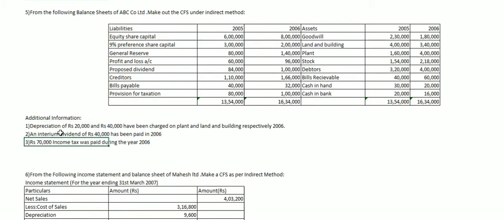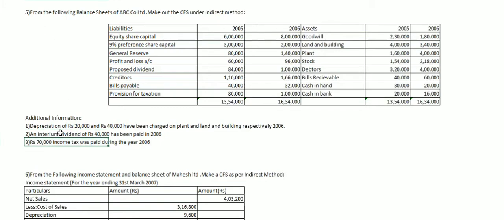Next is interim dividend paid. Any dividend which is paid during the year, either it is interim dividend or any dividend, first what you will do with that adjustment is you will add it to your net profit. Next, you will minus it from your financing activity. As simple as that, because you are paying out your dividend, there is outflow of cash.